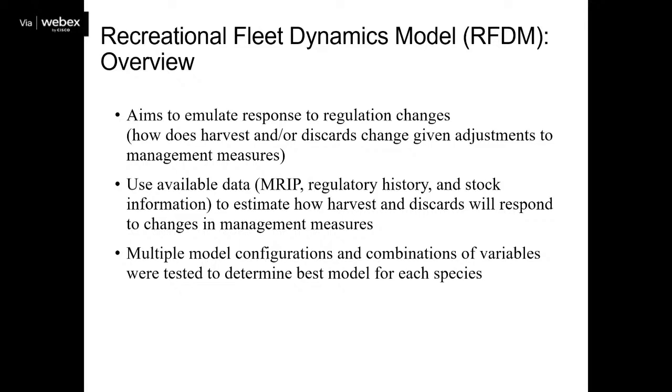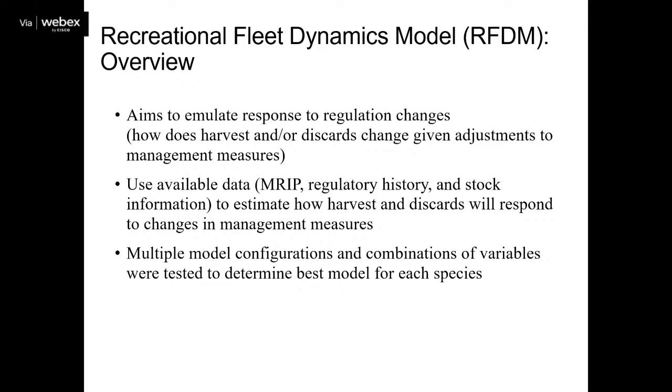So this model uses available data, including MRIP harvest and discard estimates, as well as a time series of regulations that have been in place in the past across all the states. And it also uses a few stock status variables like spawning stock biomass and recruitment that were pulled from the stock assessments for each species. So this information is used to predict total harvest and total discards in numbers of fish, and it includes measures of uncertainty in those estimates. And the information can be broken down to the state and wave level.